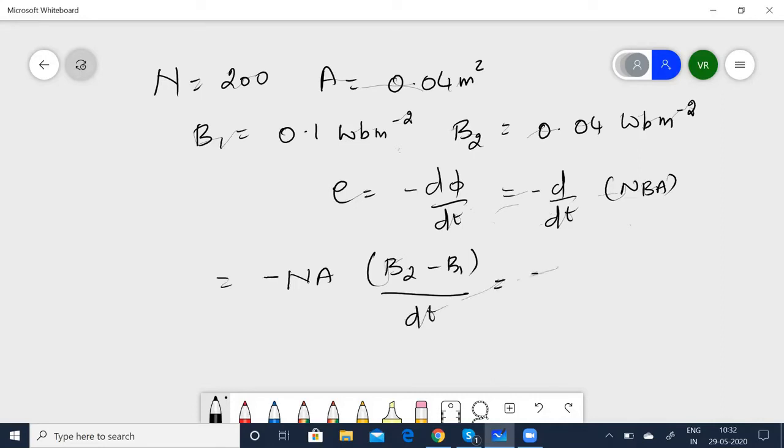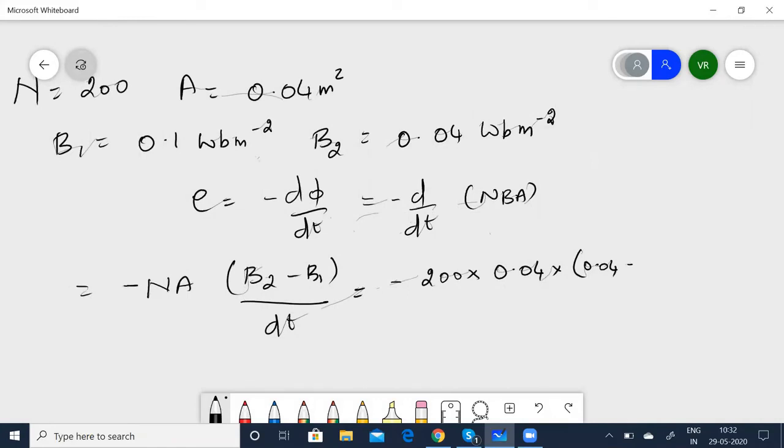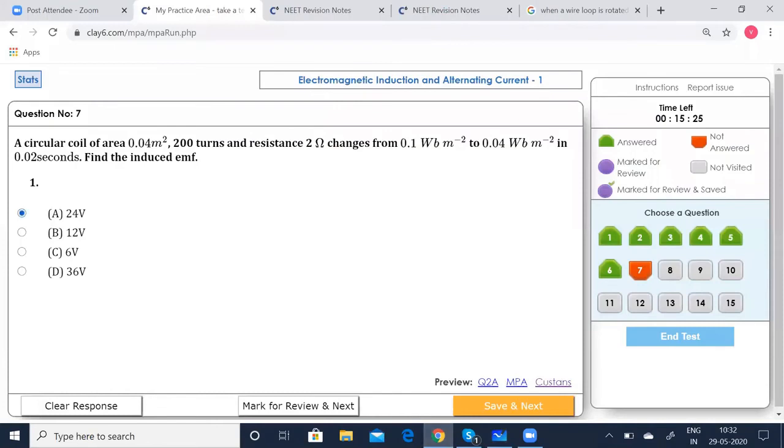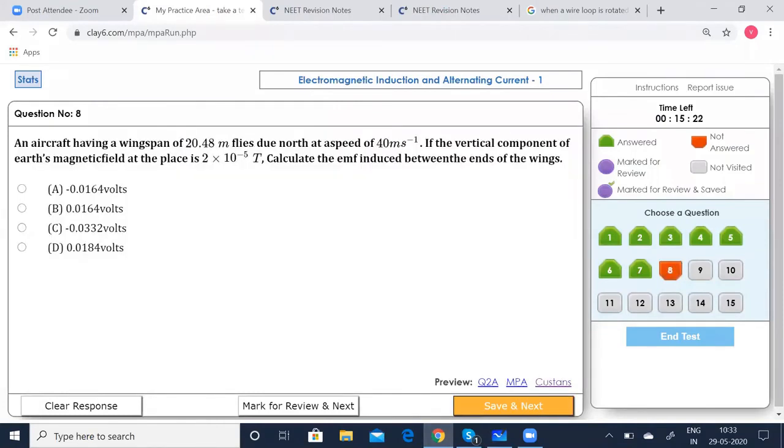Now, having known all the values, substitute minus 200 into 0.04 into B2 minus B1, which is 0.04 minus 0.1, divided by 0.02. When you calculate that, it gives you 24 volts. Negative and negative signs will get cancelled, so you get 24 volts. Option A is correct. Save that, go to the next.